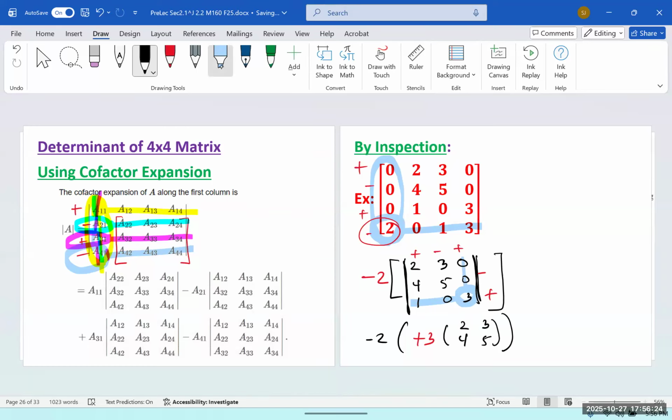And the determinant of the last one is easy because it's 2 by 2, so right diagonal minus the left diagonal. So our final answer here is -2 times +3 times the determinant of the 2 by 2. What's the determinant of the 2 by 2? It's 2, 3, 4, 5 row-wise.